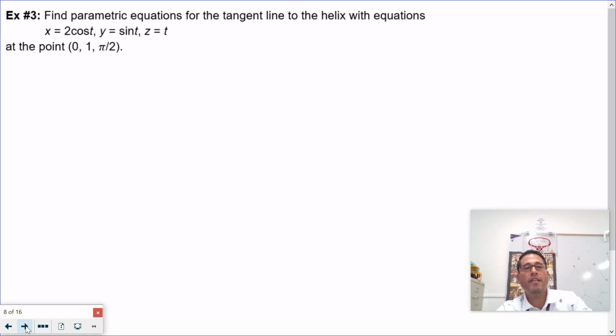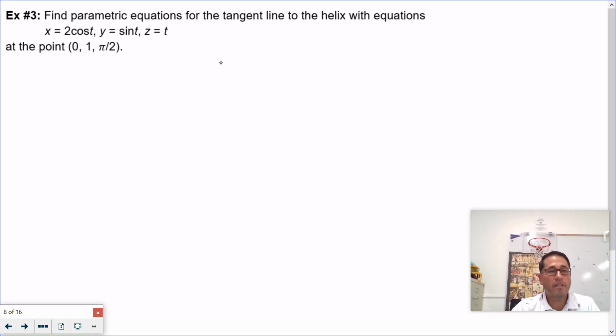Example 3, we want to find the parametric equations of the tangent line to the helix. Remember, it's a helix if it has an x component that's cosine or sine, a y component that's cosine or sine, and then a z component of something else that's not one of those trig functions. Okay, and then you get a helix. Now, this would be going up the z axis. And we want to find the parametric equations of the tangent line at the point 0, 1, pi over 2.